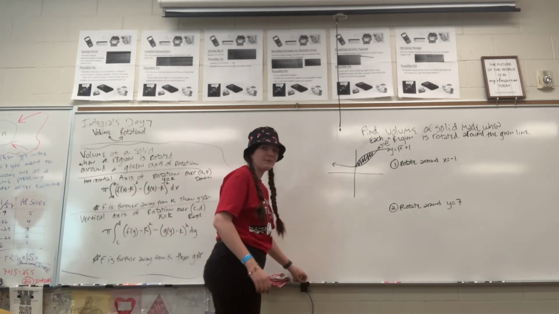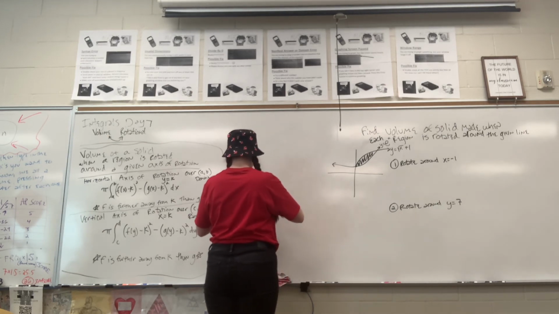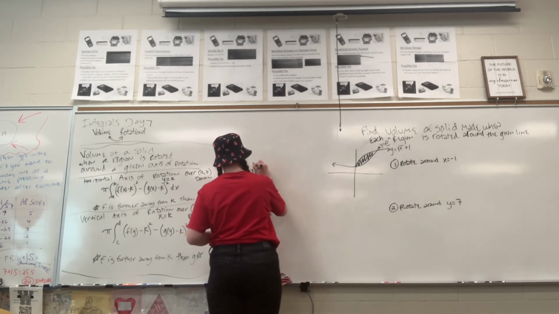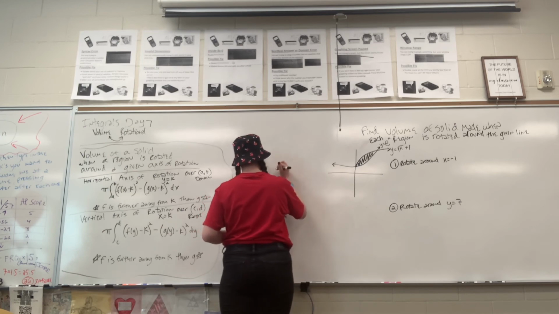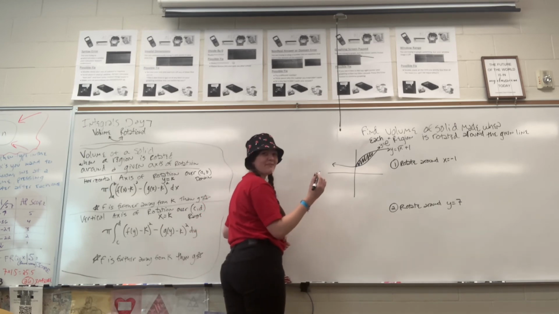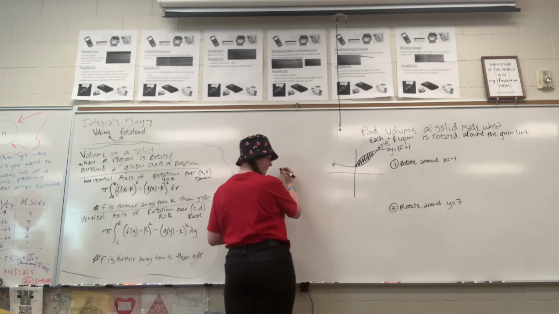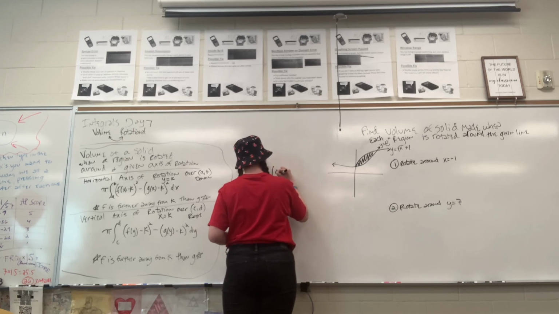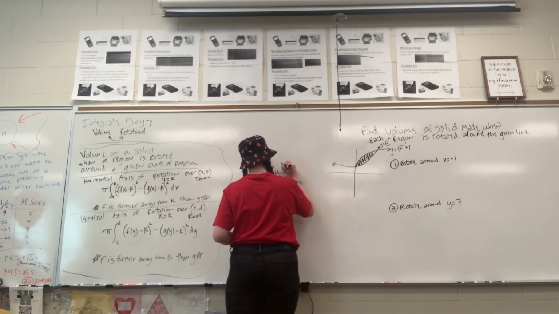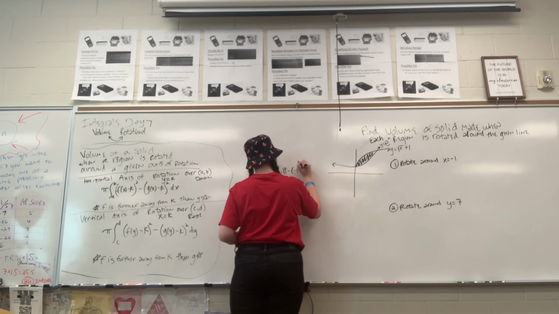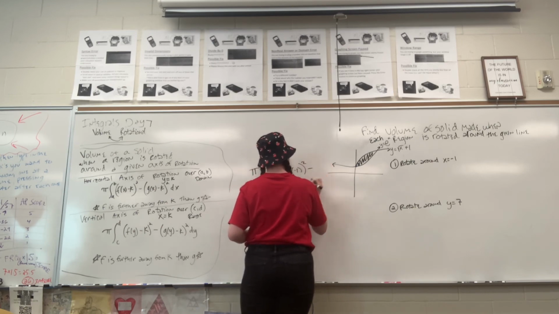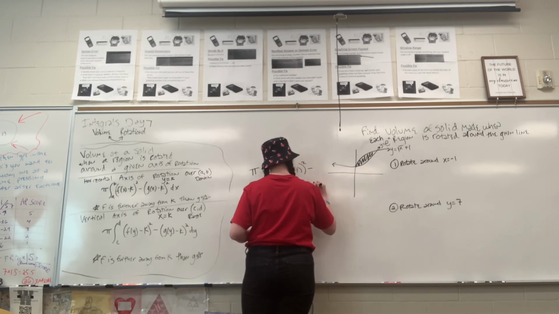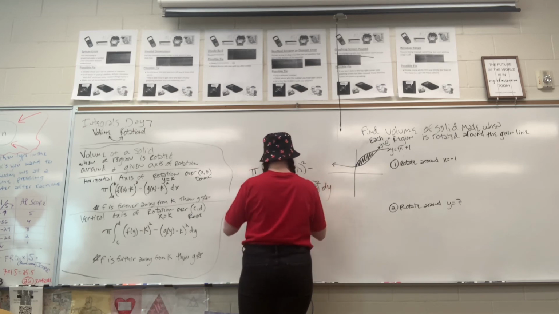Wait, I remember it. I did this wrong. Okay, I need you to yell it out. Pi, and then the equation: it's y minus 1 squared minus, is this ln? Yes, ln y minus 1 squared. Another parenthesis. There you go.